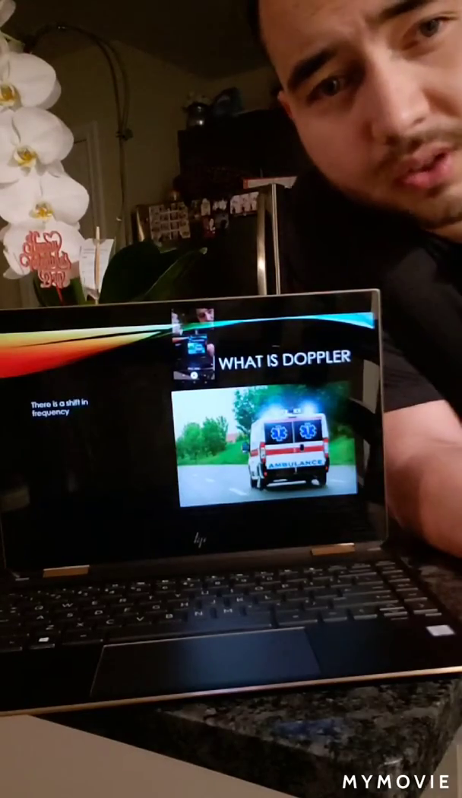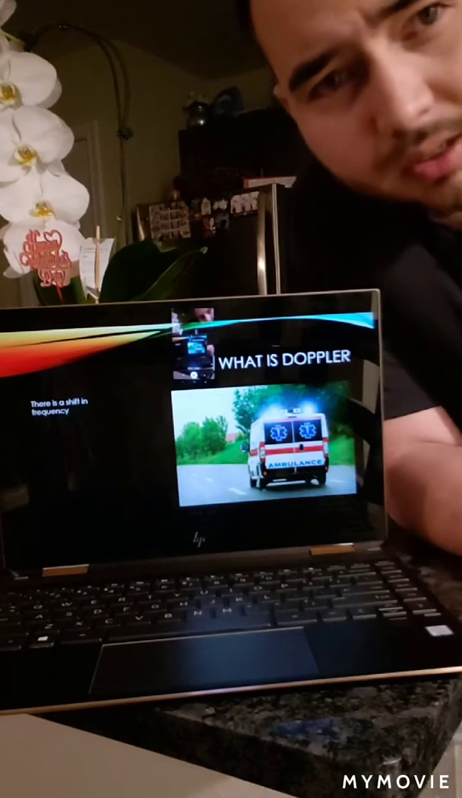Hello guys, Jesse here. We're going to cover color Doppler today. We're going to cover the physics part of it, what it has to do with the image, how to get the correct image, and what it has to do with the blood flow, the velocity, and how to get the accurate measurement. The first thing I want to cover is what is Doppler.